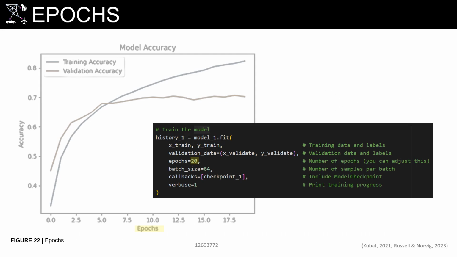In model training, epochs, or training iterations, are set as in Figure 22. As the number of weights increases, the number of epochs required for convergence also increases, which means computation time and costs increase, Kubat, 2021. My third mistake was not realizing that each code run can deliver slightly different results.